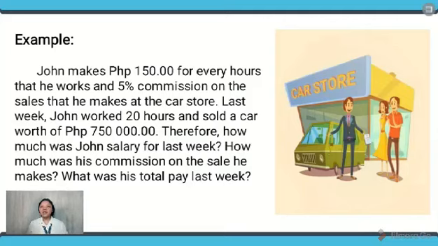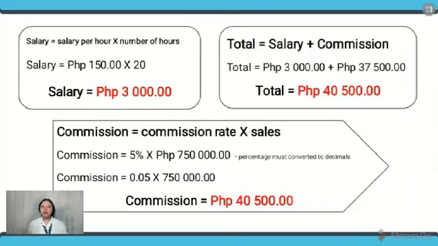To calculate his salary, let us just multiply salary per hour and number of hours, which is 150 pesos times 20, and his salary is 3,000 pesos. And for commission, let us use the formula commission rate times sale, which is 5% times 750,000 pesos. But take note that percentage must be converted into decimals, which 5% is equal to 0.05 times 750,000, which is the sale, and his commission is equal to 40,500 pesos.